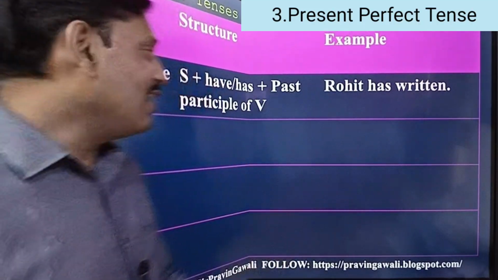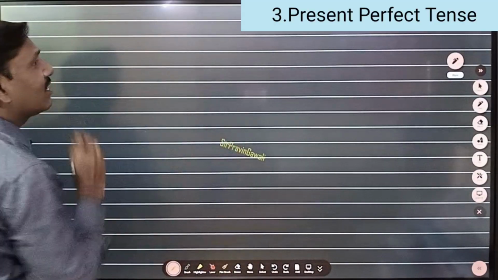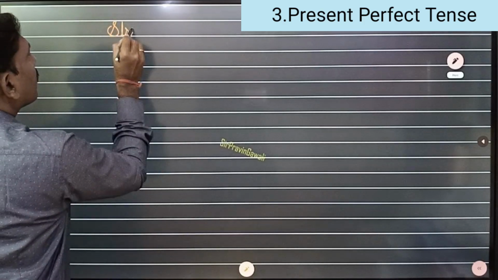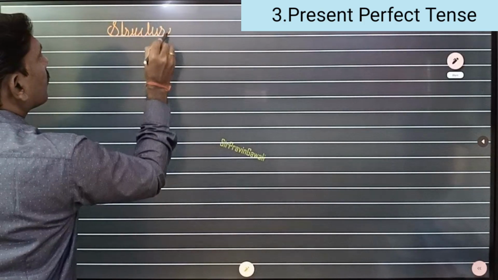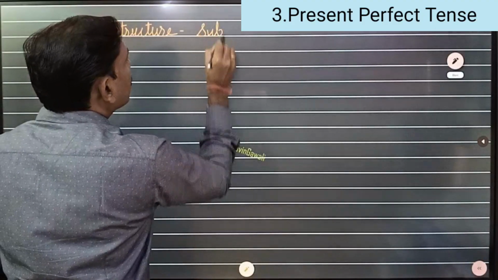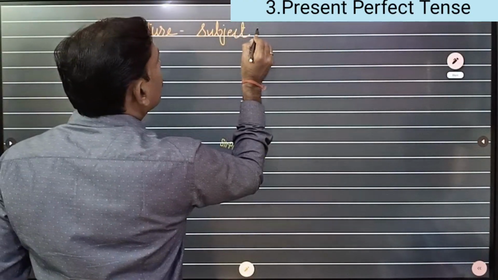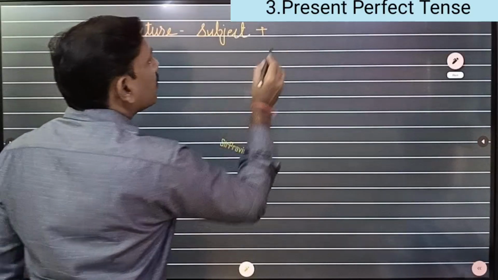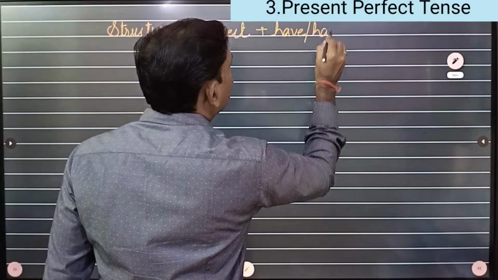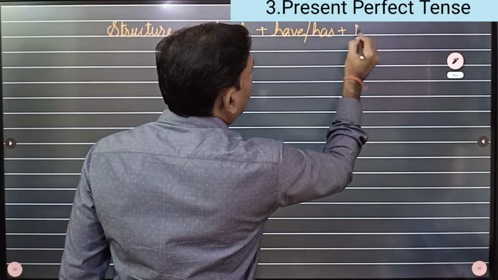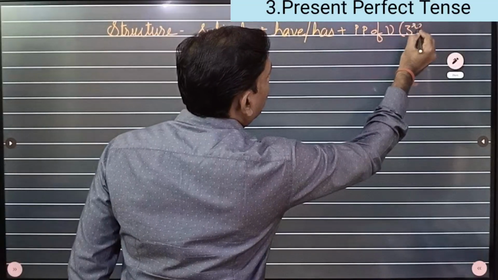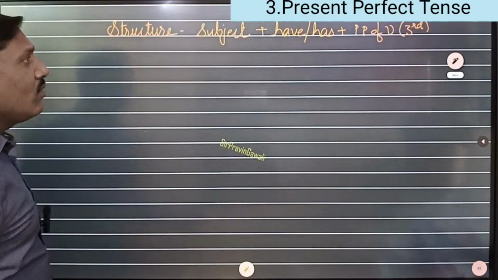Let's see the example. Dear students, for your convenience, I will write a structure here so that you will understand. Subject plus have form, that is have or has, and plus past participle of verb, that is the third form of verb. Okay, now let's try to have examples.